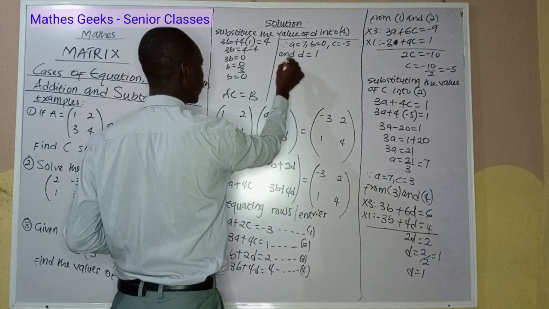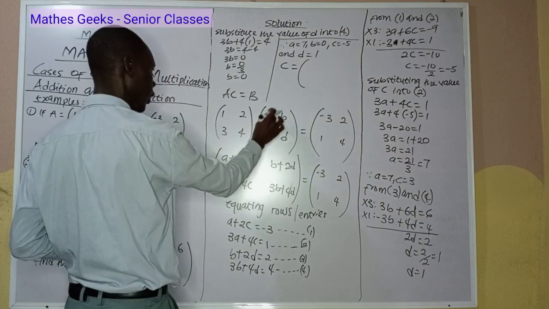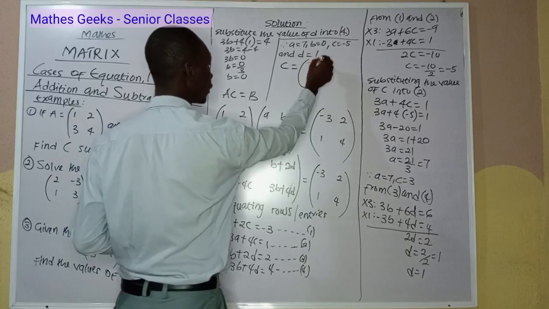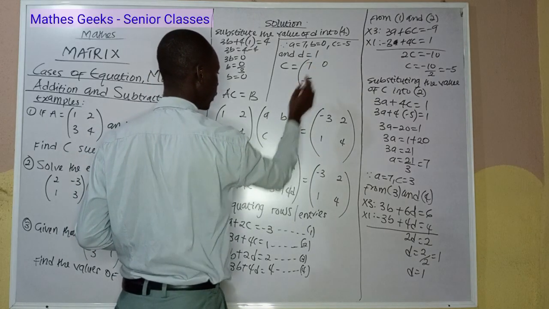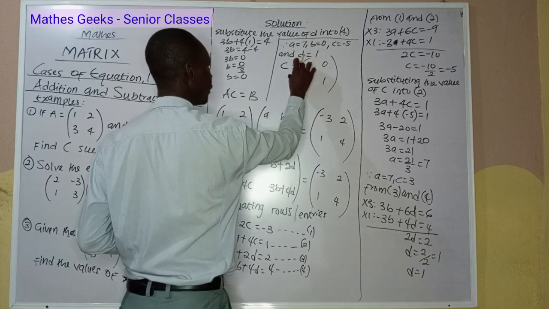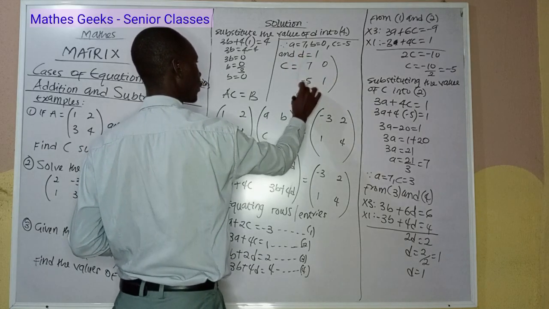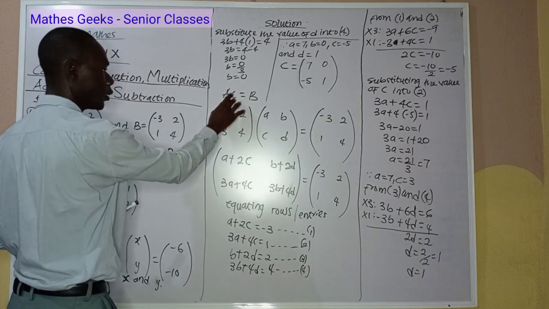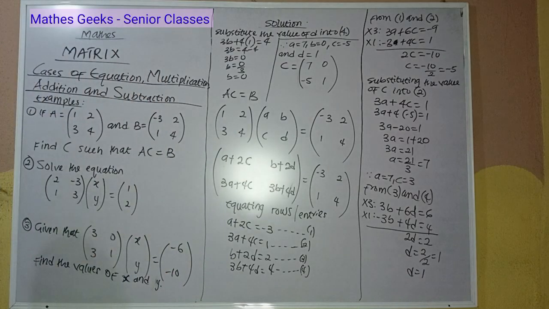So matrix C is equals to, look at matrix C. A here is 7, and our b is 0. Our c is -5, and d is 1. So this is the matrix C. So this matrix, when multiplied by matrix A, AC, will give us the matrix B. That's what the equation is all about.